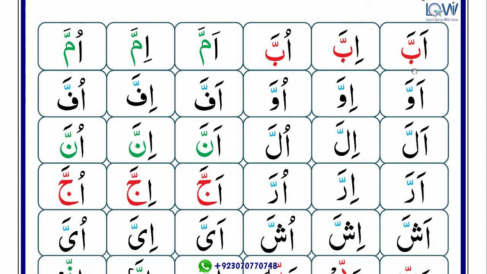Hamza ba zabar ab. Ba zabar ba. Abba. Hamza ba zir ib. Ba zabar ba. Ibba. Hamza ba pesh ub. Ba zabar ba. Ubba. Now without spell. Abba, ibba, ubba.